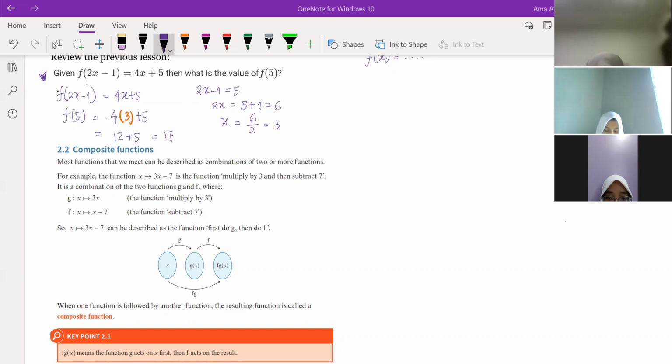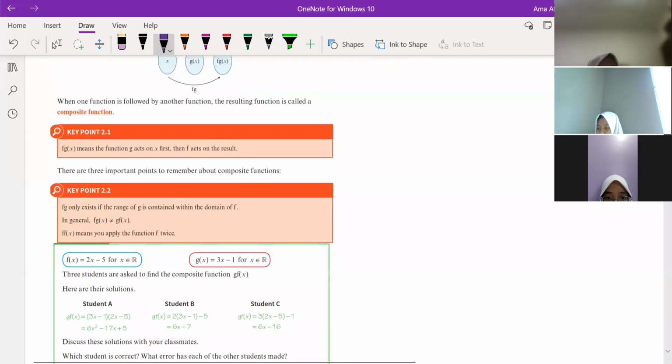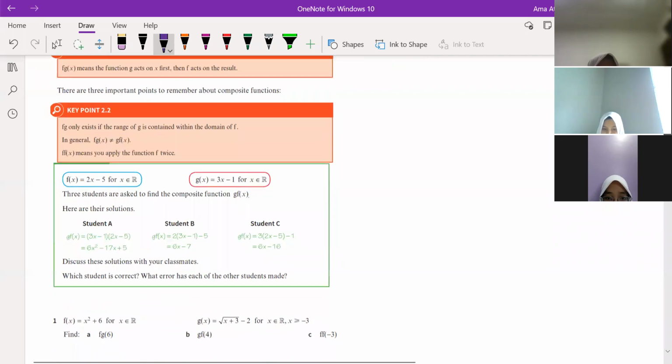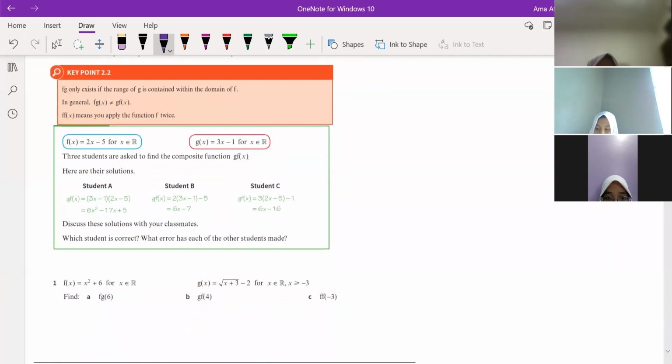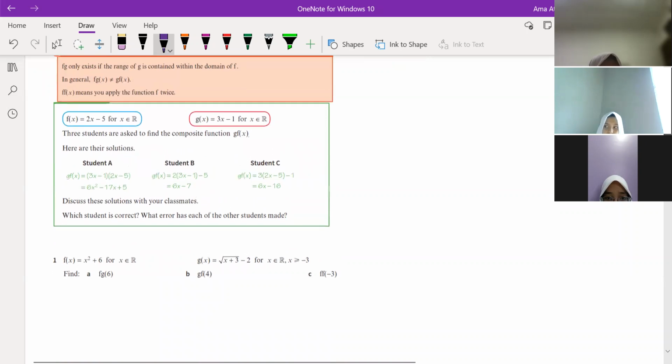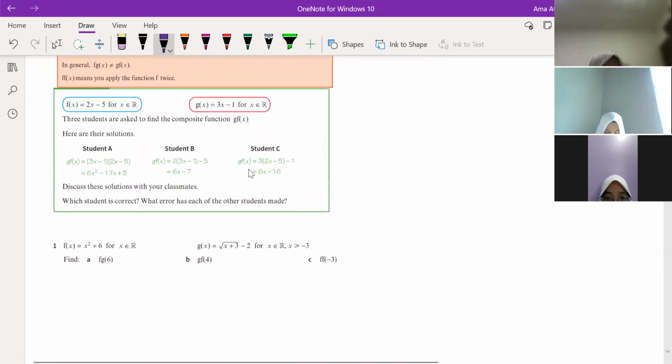So maybe we are going to see the examples here, but to give you more understanding about the composite of functions, we are going to study the case here. So there is the case here.